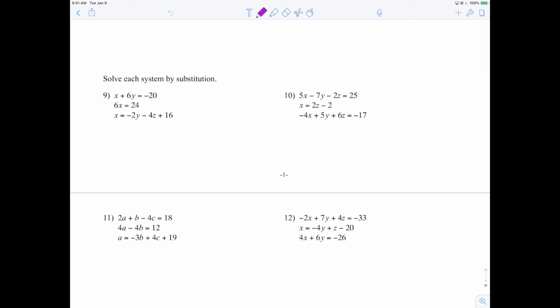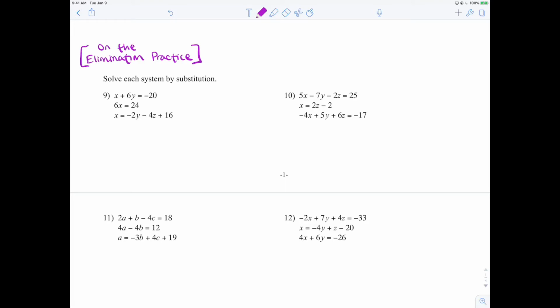These practice problems are located beneath your solving systems by elimination practice. So these are on the elimination practice. And notice that the instructions are different.